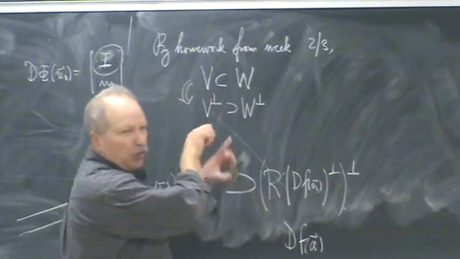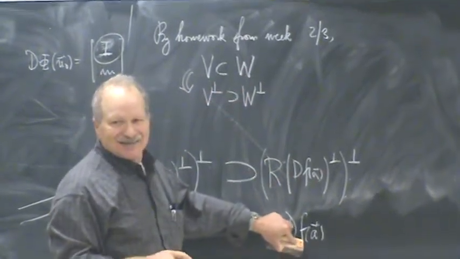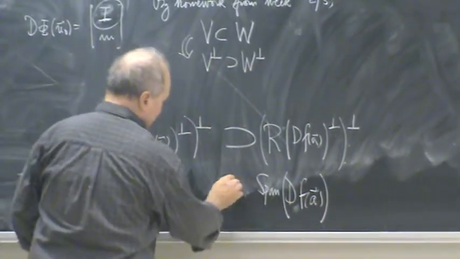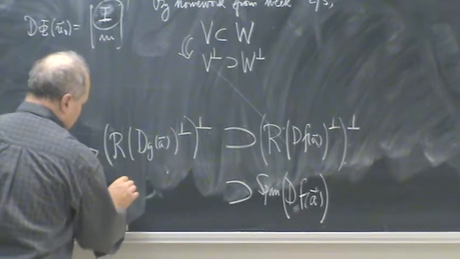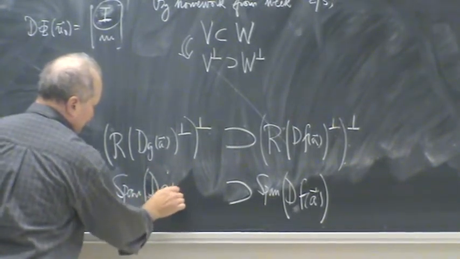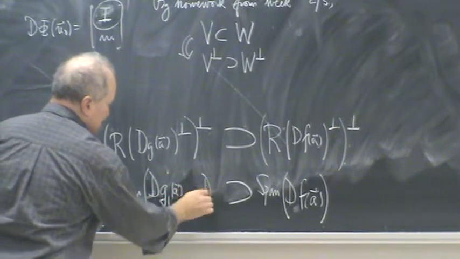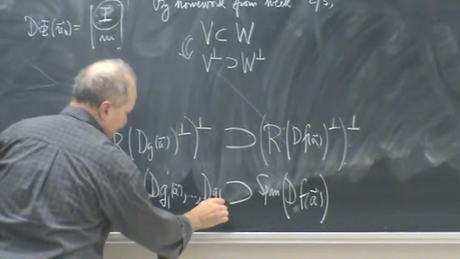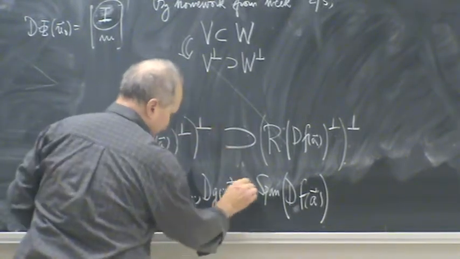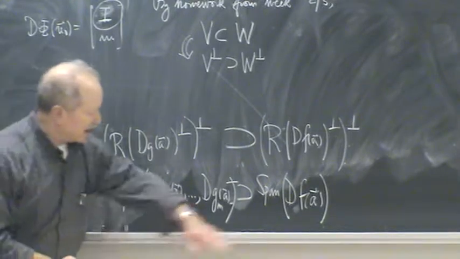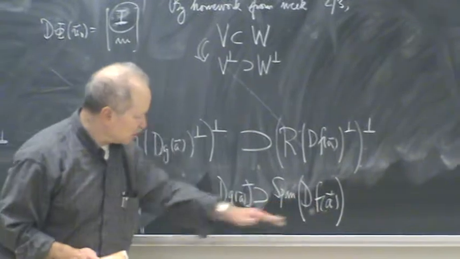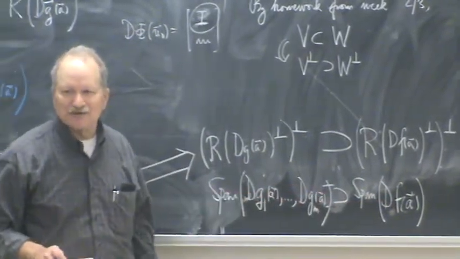The row space of a 1 by n matrix is just the span of that one vector, and it is contained in the span of the rows of dg. Well, that's exactly what we have. That means the vector df of A is in the span of these, which means it's a linear combination of those, and that's the end of the proof.